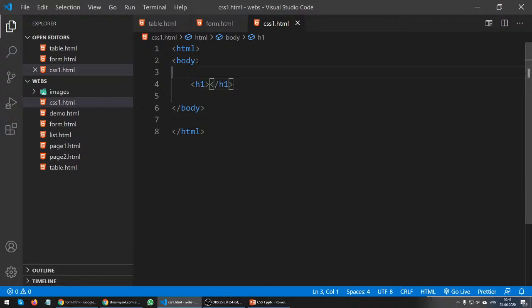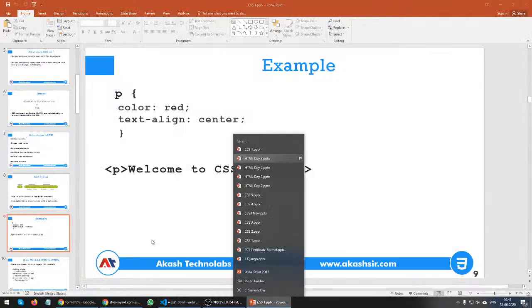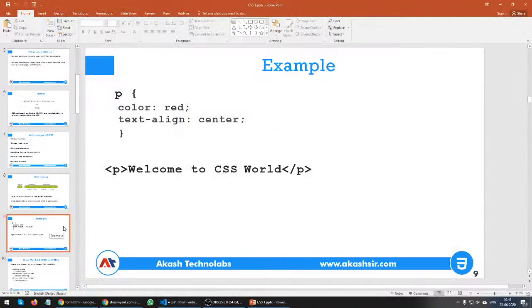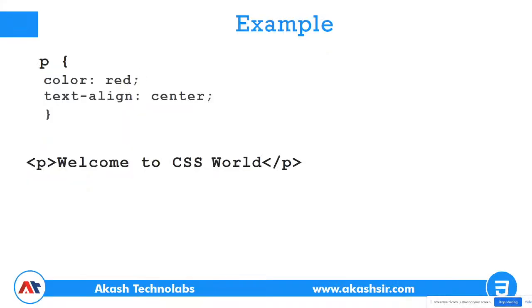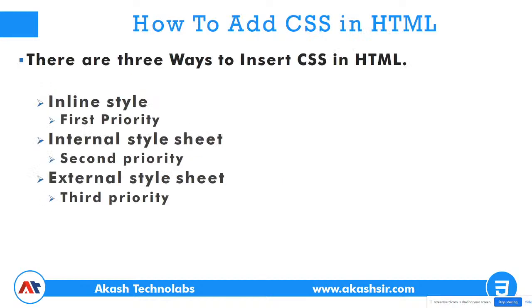Let me give you some theory first, then we will discuss the practical part, because in CSS we have three different ways to declare CSS. Let me give you an introduction to that. So how do you add CSS in HTML? We have three different ways. First is inline style. Second is internal CSS. Third is an external style sheet, right?